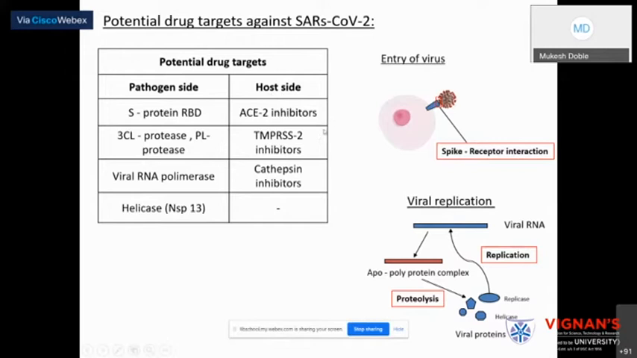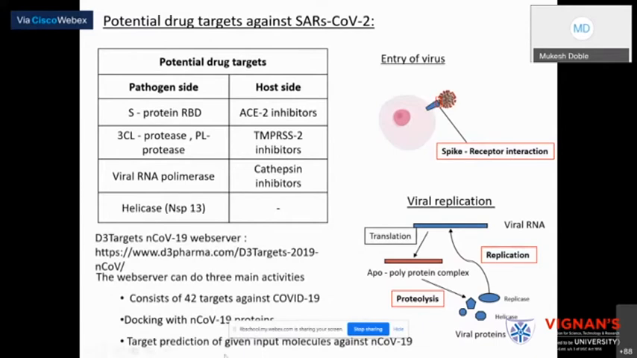Then we have the TMPRSS2, which cleaves the S1, S2, so that S2 with the viral assembly can enter the host. Then you have the cathepsin, through which the endocytosis takes place. Then we have the viral RNA polymerase on the pathogen side. So many targets have been identified as of now, and some of them have crystal structures available in the Protein Data Bank, some of them don't. So we can do something called homology modeling from the SARS-CoV and then start looking at possible candidates.